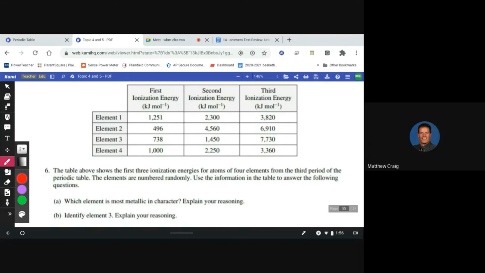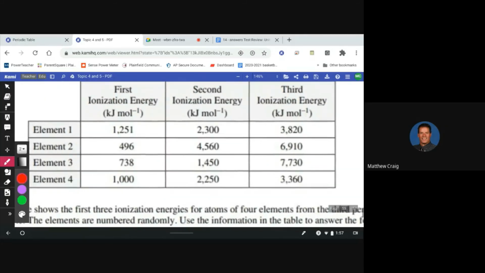It says it's randomly ordered. It's element 1, 2, 3, or 4. And again, element 1 could be over on the far right, or it could be on the far left. It could be smack dab in the middle. So we don't know where these are. Not yet. So don't look at your periodic table. Look at the data. This is all you're looking at right now.